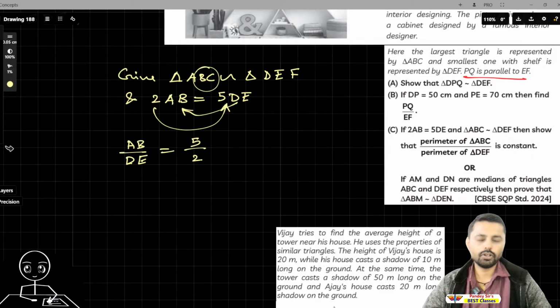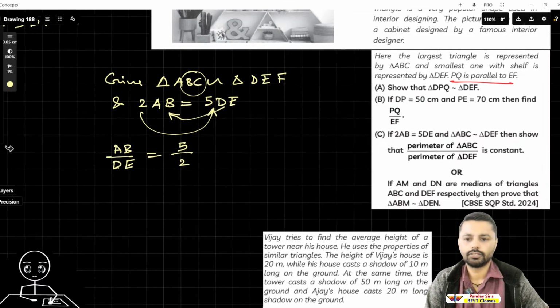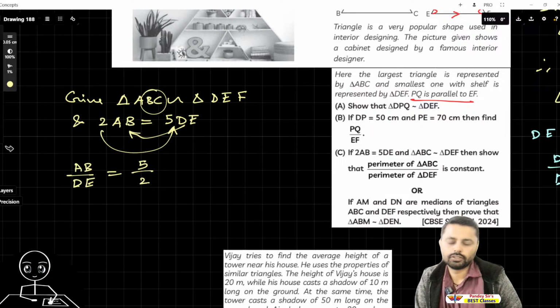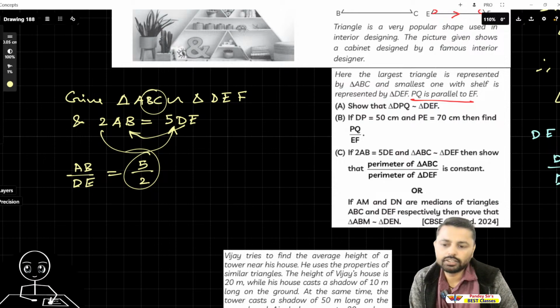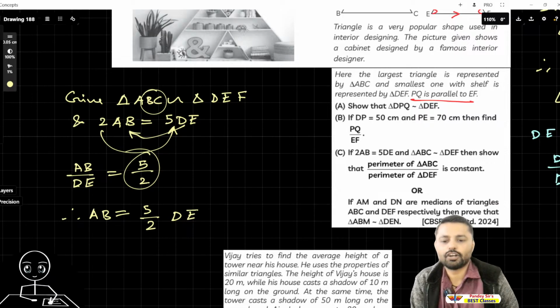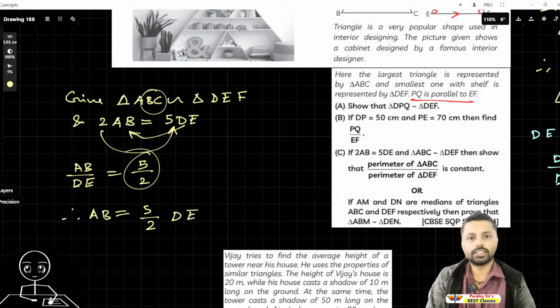But in the exam, on what basis do we have to say it must be 5 by 2 and it must be constant? So AB by DE equal to 5 by 2. That's fine. We can write down that. Similarly, therefore, AB equal to 5 by 2 DE. Yes, on this basis. Now I will say how.